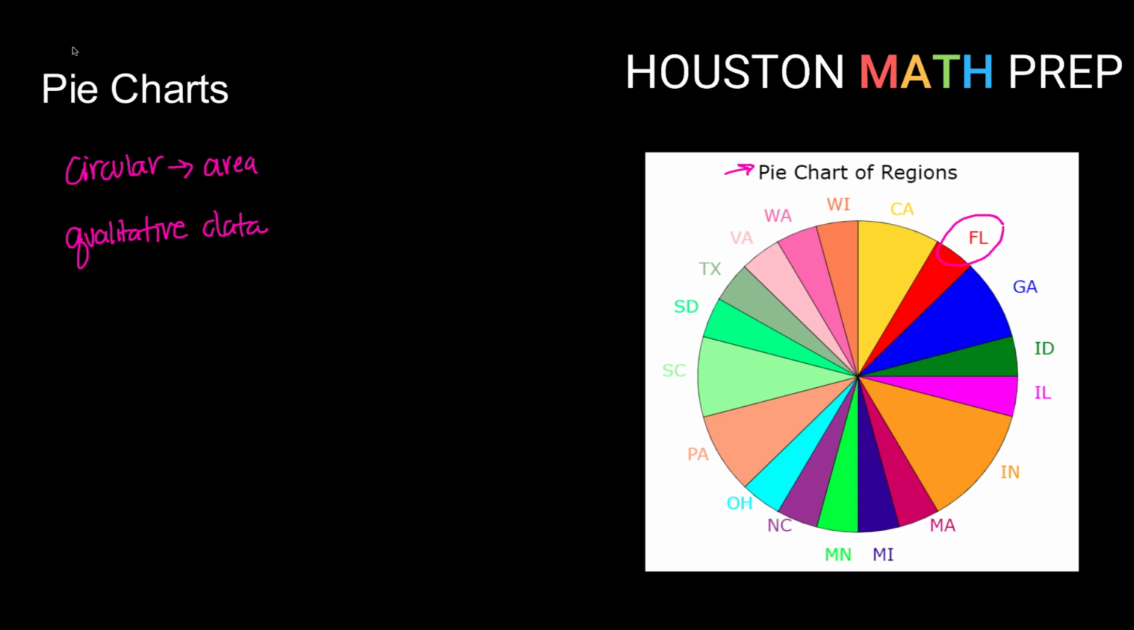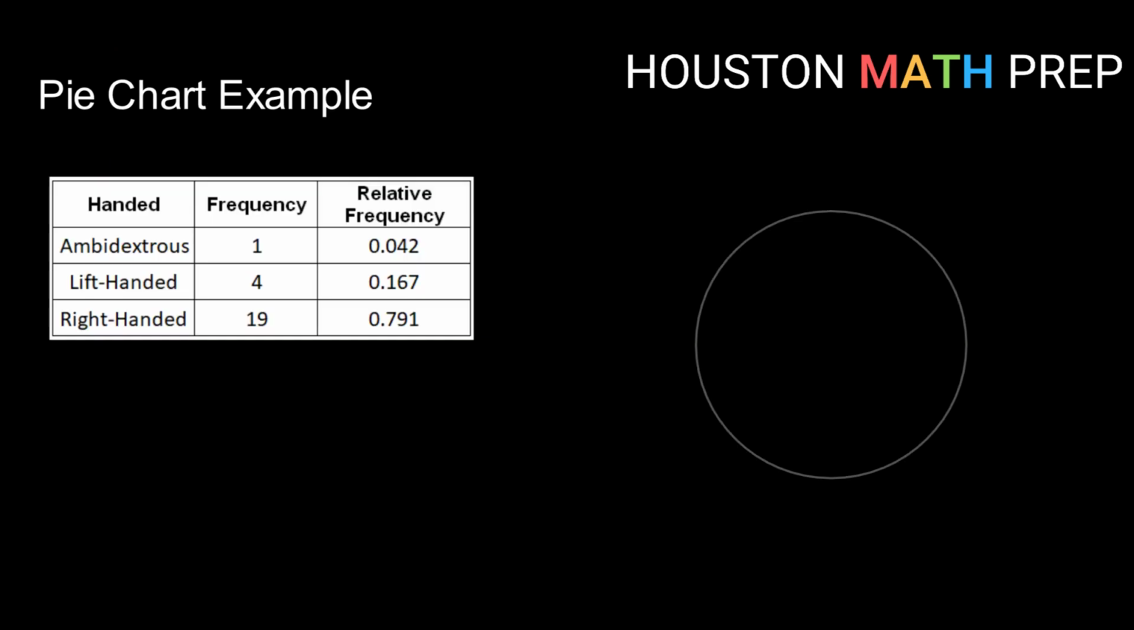So let's look at creating one with our census data. All right, we're going to use our dominant hand frequency distribution that we've created, and we're going to create a pie chart based on that. So we have our frequencies of 1, 4, and 19: one ambidextrous person, 4 people who prefer their left hand, and 19 people who are right-handed. And if we divided each of these frequencies by the sample size, we would come up with these relative frequencies.